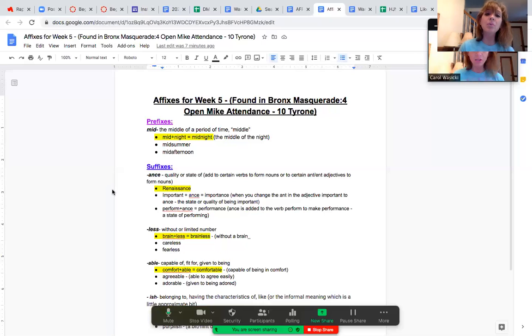And then in this case, important becomes importance. That's when you change the ant of the adjective important to ance. It's the state or quality of being important. That's what importance means, okay? Perform, this is one of the situations where we have a verb, the verb perform. And we're going to take that ance and add it to perform, and it becomes the noun performance, which is a state of performing. And there are many more that you could come up with.